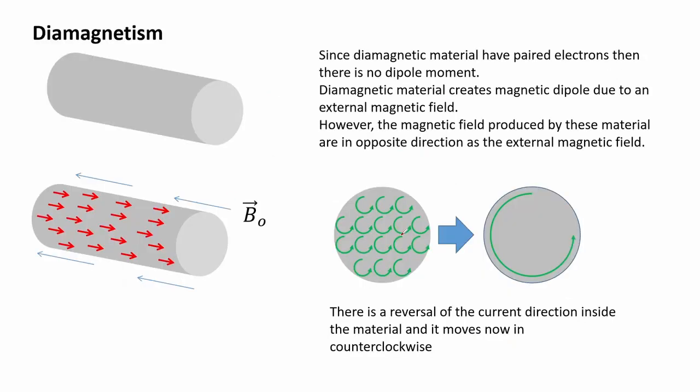Since diamagnetic materials have paired electrons, there is no dipole moment. Diamagnetic material creates magnetic dipoles due to an external magnetic field. However, the magnetic field produced by these materials is in the opposite direction as the external magnetic field. There is a reversal of the current direction inside the material, and it now moves counterclockwise.